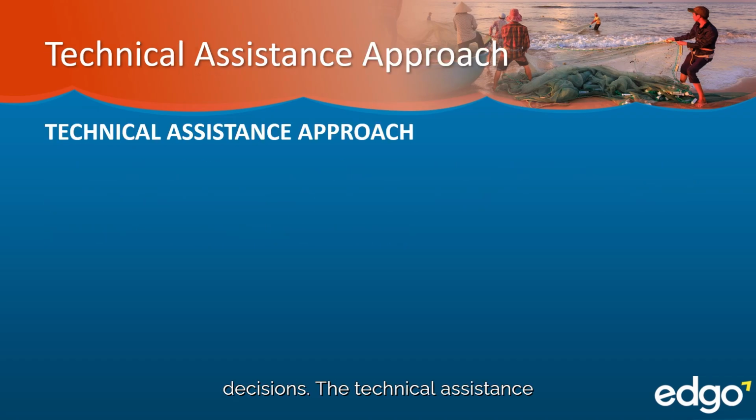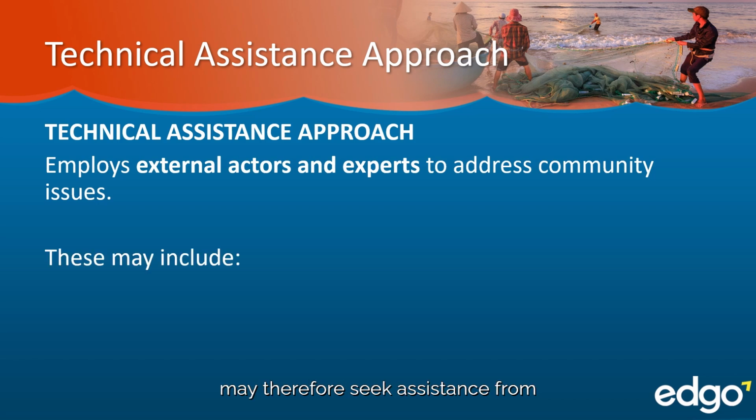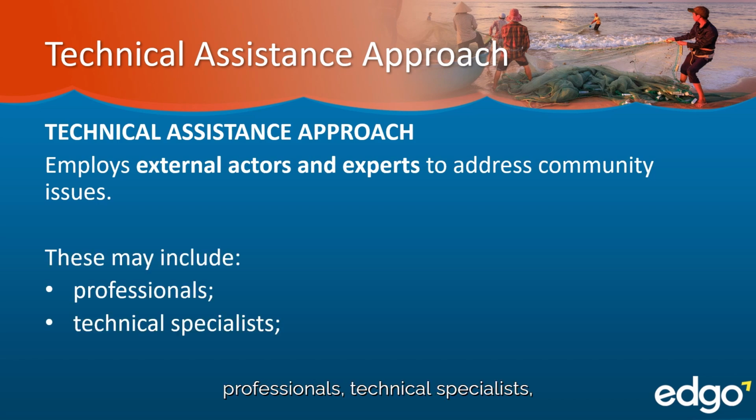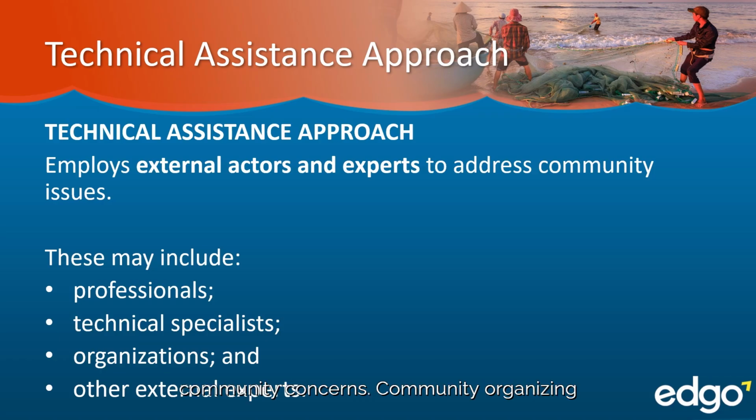The technical assistance approach employs external actors and experts to address community issues. For example, a community may need specialized knowledge that is not readily available within the community. It may therefore seek assistance from professionals, technical specialists, organizations, or other experts. The key idea is: external expertise is used to help address community concerns.